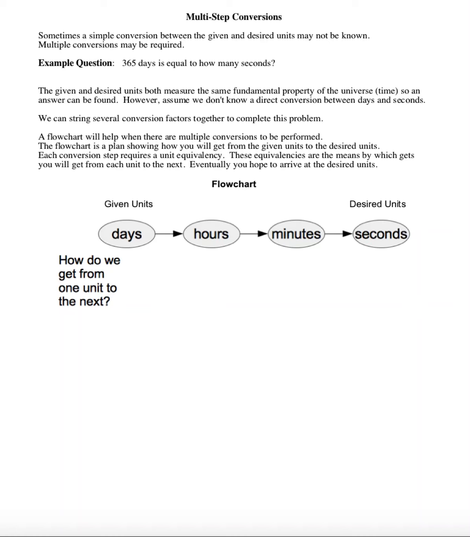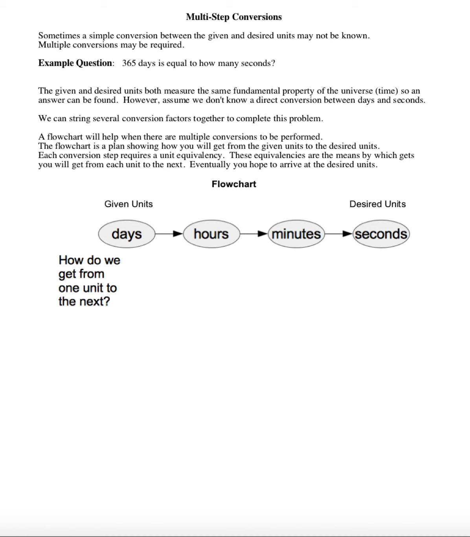Sometimes a one-step dimensional analysis conversion may not be feasible. Sometimes we have to take several steps in order to get from what we're given to what we want. And this would be a good example of that. We want to find how many seconds are in 365 days.